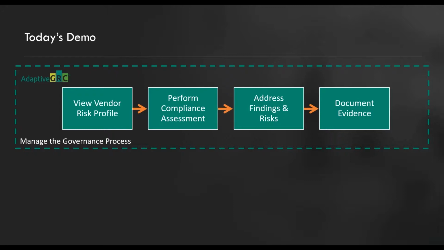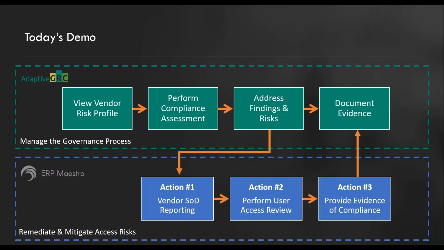And as a result of the compliance assessment, you may have some findings and risks to address. So I will show those findings and risks that are connected with vendors and also application risks. And we will show how to address them in the ERP system, and how we can document all the evidence of all the actions that have been performed and all the results of these mitigation actions. And as part of addressing the findings and the risks, we will show ERP Maestro and how the functionality within that application can be leveraged for addressing some of those issues.